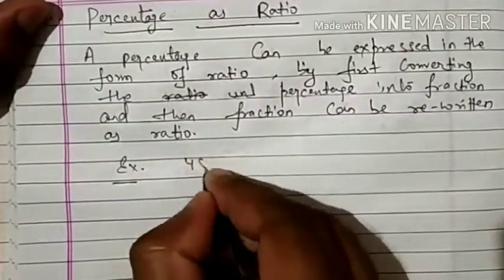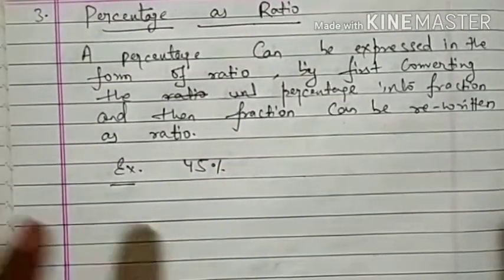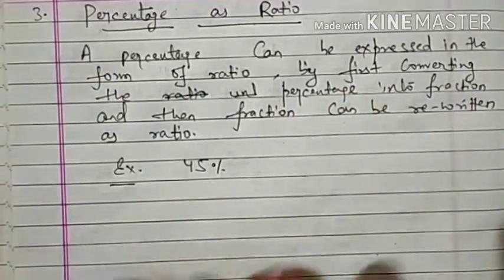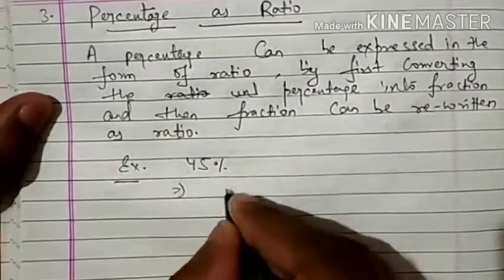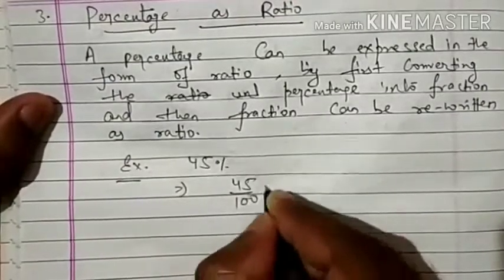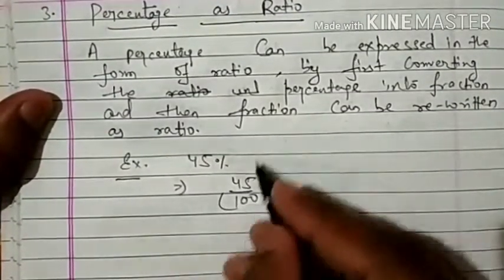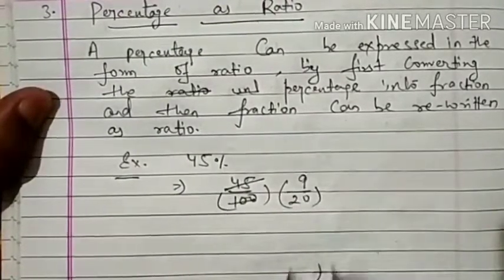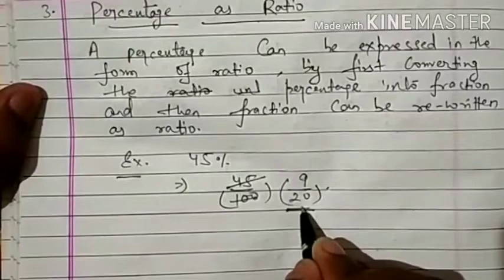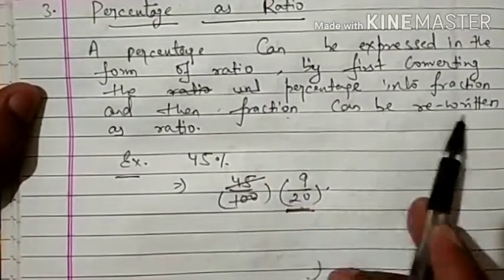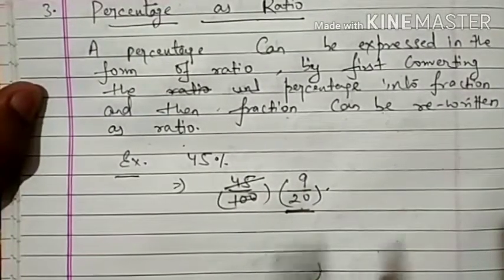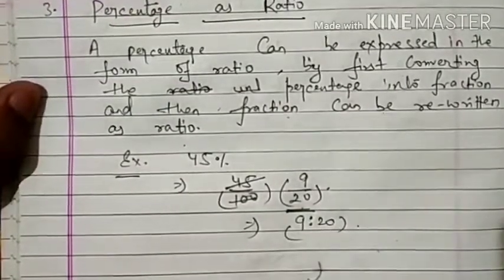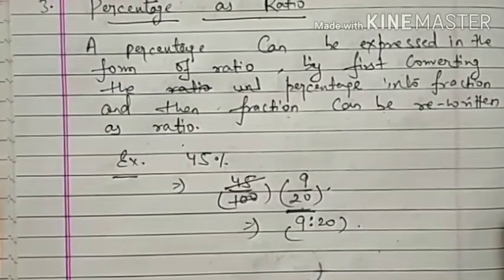Example. Suppose we are given 45%. So what we will do? First of all, we will convert this percentage into fraction. So how do we convert percentage into fraction? By dividing it with 100 and removing the sign of percentage. So what do we get? 5 nines are 45 and 5 twenties are 100. So what do we get? 9 by 20. This is our fraction. And then fraction can be rewritten as ratio. So 9 by 20 can be rewritten as 9 ratio 20. I hope it is clear to everyone.